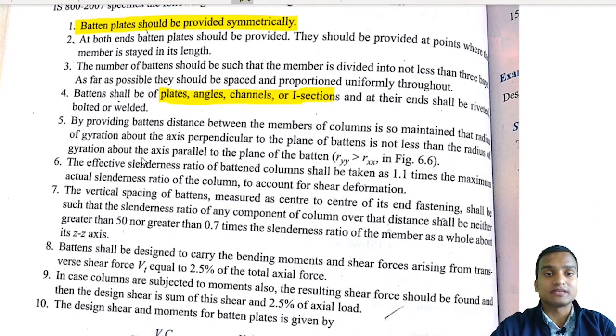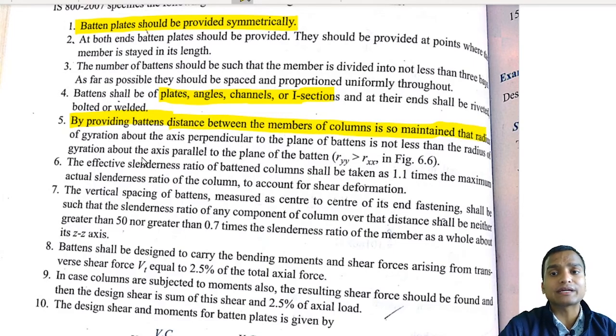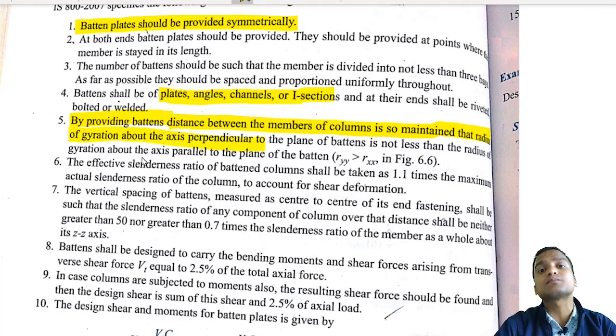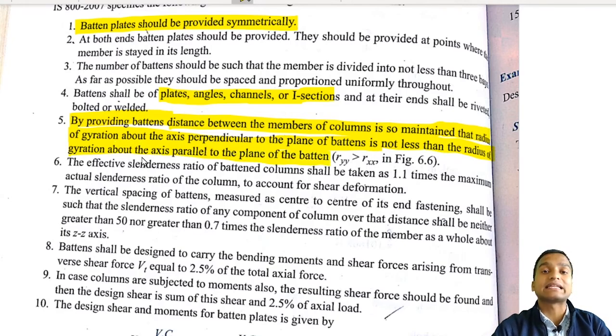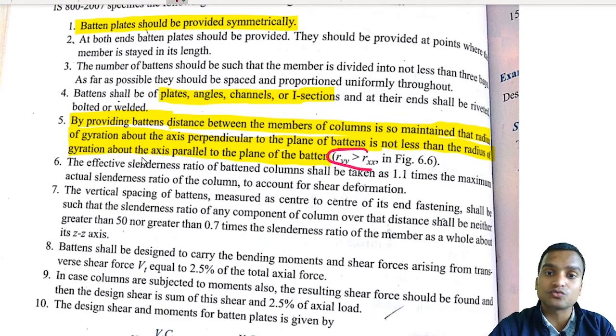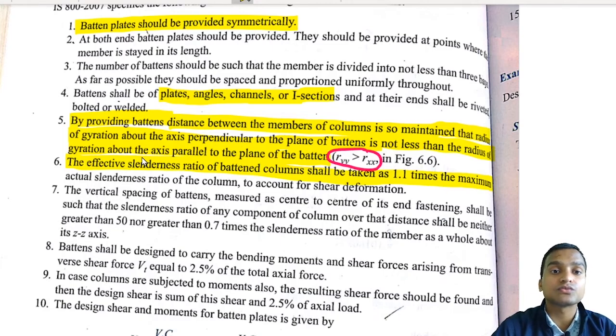So the main concept is this: by providing battens, distance between the members of column is so maintained that radius of gyration about the axis perpendicular to the planes of batten, which is RYY, is not less than the radius of gyration about the axis parallel to the plane of batten, that is RXX. So basic concept remains same here. RYY should be greater than RXX. We design in such a way. And here effective slenderness ratio of battened columns will be equal to 1.1 times the maximum slenderness ratio.